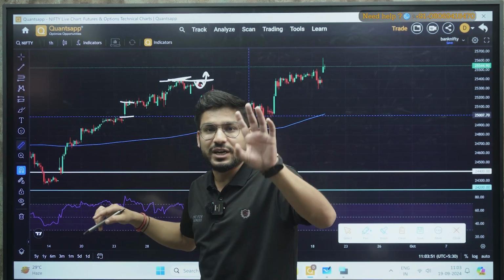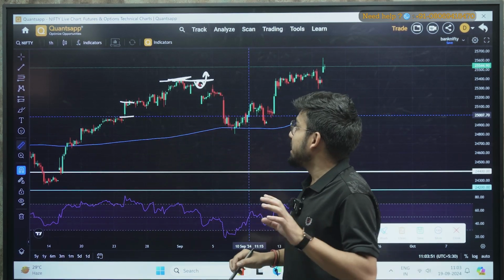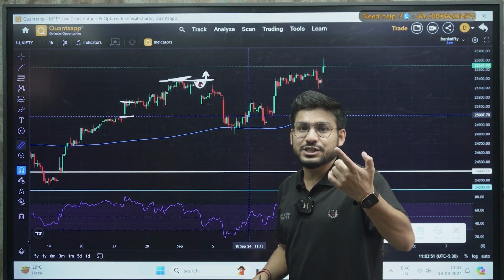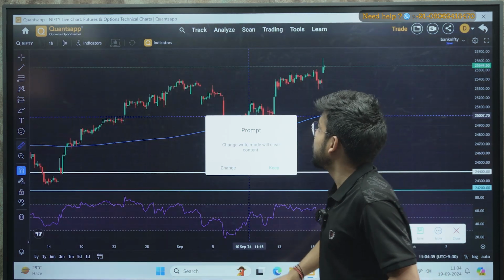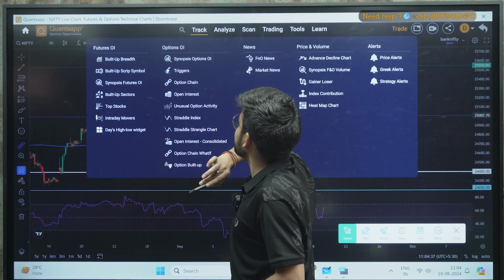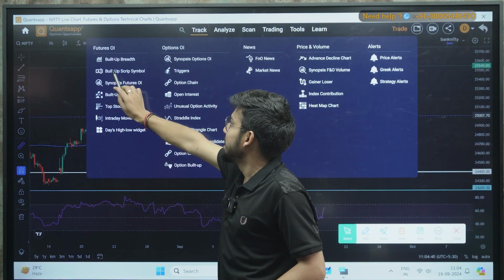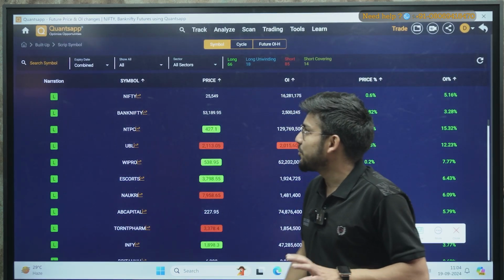So that is one of the conditions for gap up, right? Now for the second condition, we will go to the build-up. For that, you have to go to the track section. In the track section there is a build-up script symbol, right? So you have to click that.